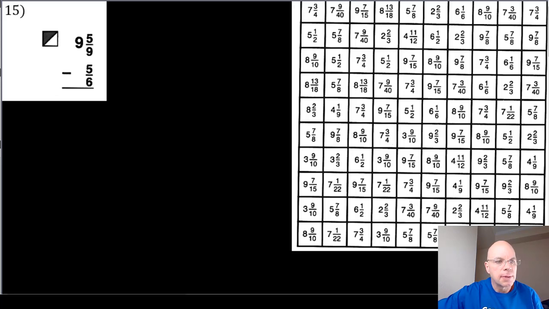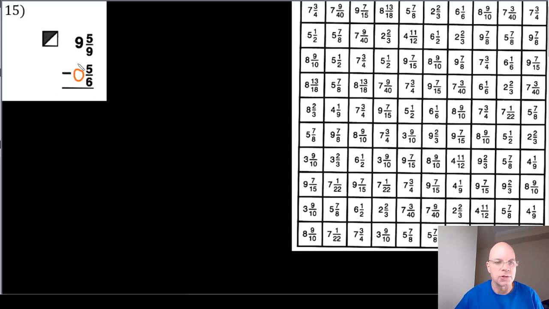Okay, on tonight's assignment, we're adding and subtracting mixed numbers. And occasionally when you're subtracting mixed numbers, you need to do some borrowing. And so that's why I chose problem number 15. Before we can do anything with this subtraction, we have to recognize what we're subtracting. We have 9 and 5 ninths minus 0 and 5 sixths.